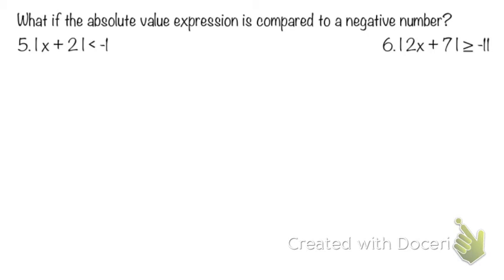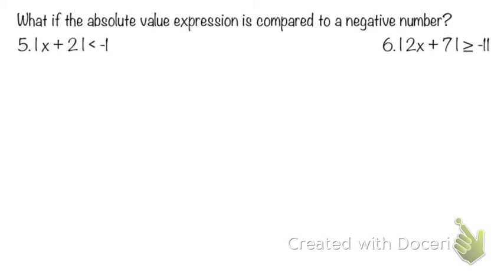Number 5 and number 6. These are the last two problems of this entire chapter. What if the absolute value expression is compared to a negative number? The absolute value of x plus 2 is less than negative 1. Before, when it was equal to a negative number, we just automatically said that couldn't be true. We said there was no solution when it's equal to a negative number. Now we don't have it equal. We have it as an inequality.